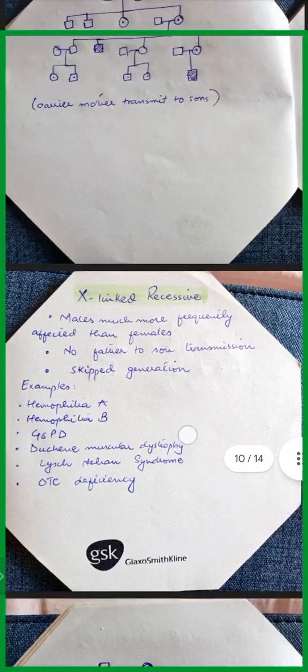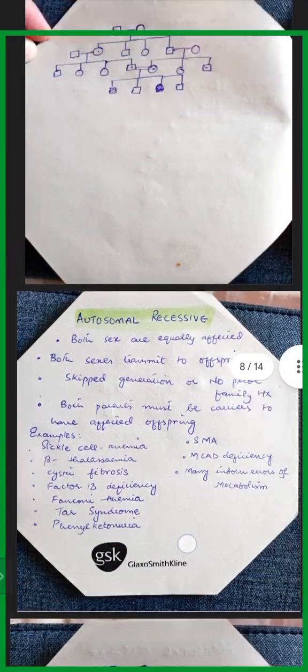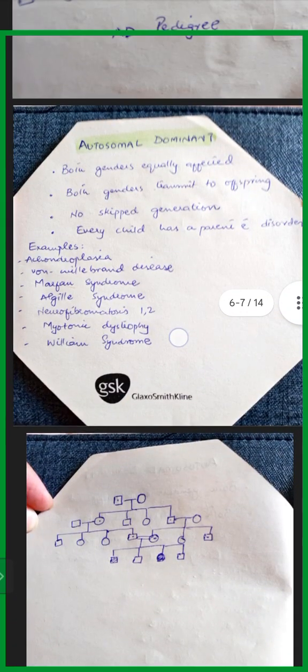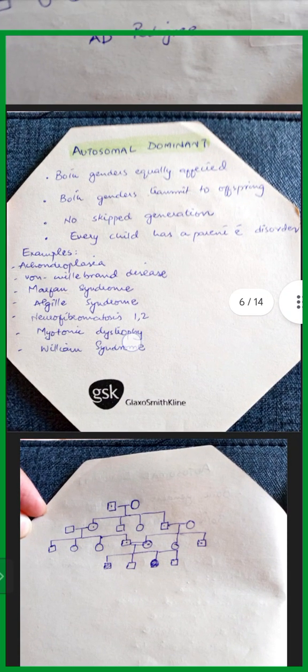Autosomal dominant. Look, there is no skipping of the generations. All right, no skipping of generation is present in both.